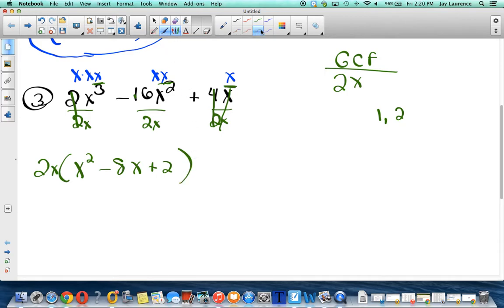Now, by the way, I didn't mention that originally the problem, this 2x cubed minus 16x squared plus 4x, was a cubic trinomial. See, the third power and 1, 2, 3 terms, cubic trinomial. Inside the quantity, I have a quadratic trinomial. There's 3 terms. Highest power is 2.